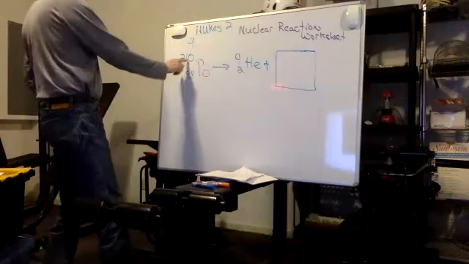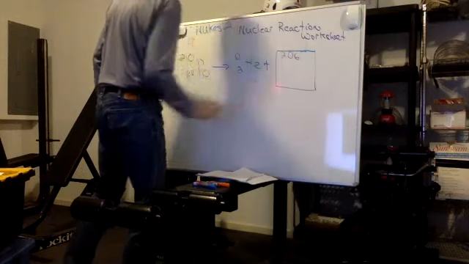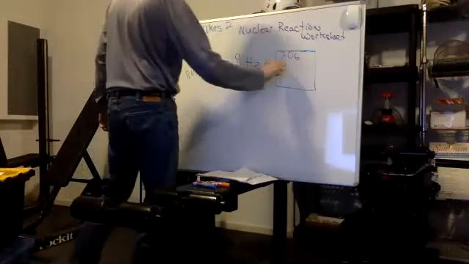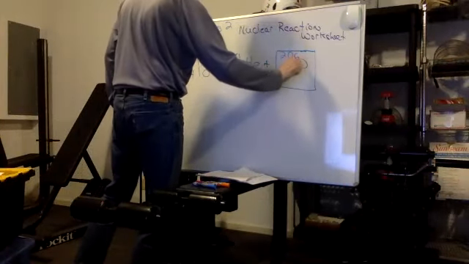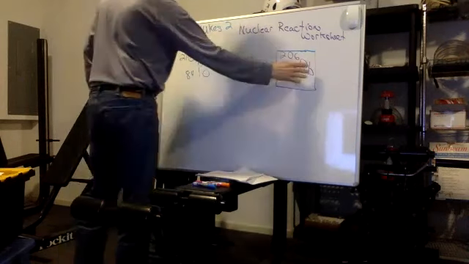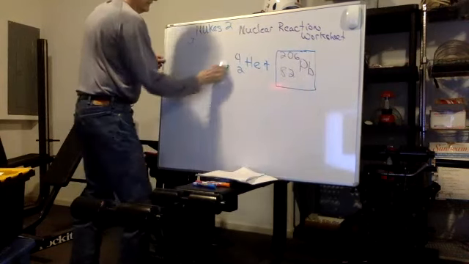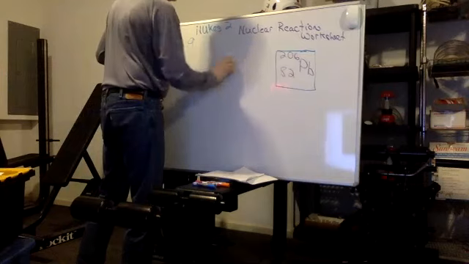So on top is 210. 210 minus 4 would be 206. 84 less 2 would be 82. And we want lead. Now to keep that isotope, that's called the daughter isotope. And that's going to get used in the next step of the decay process.